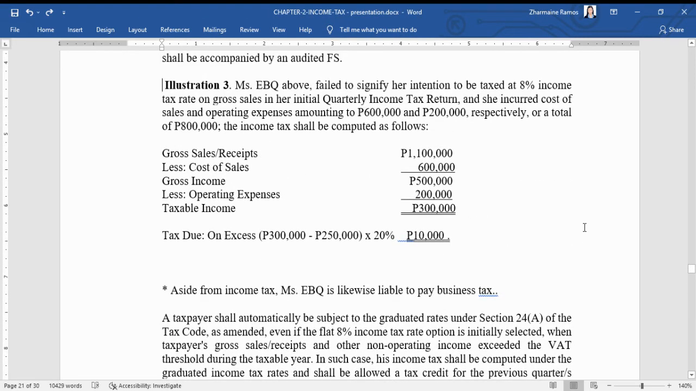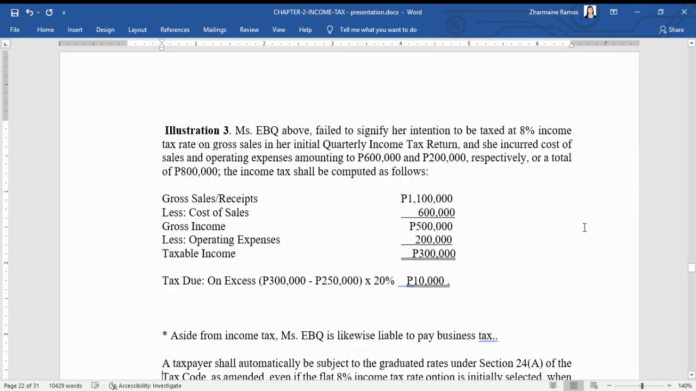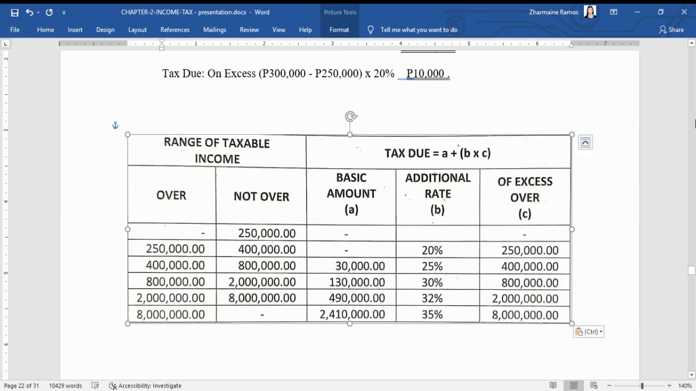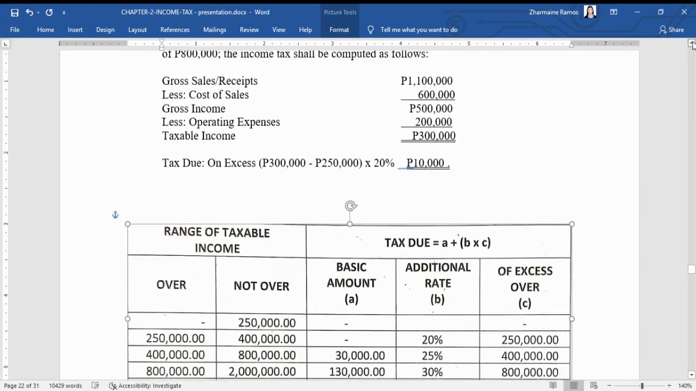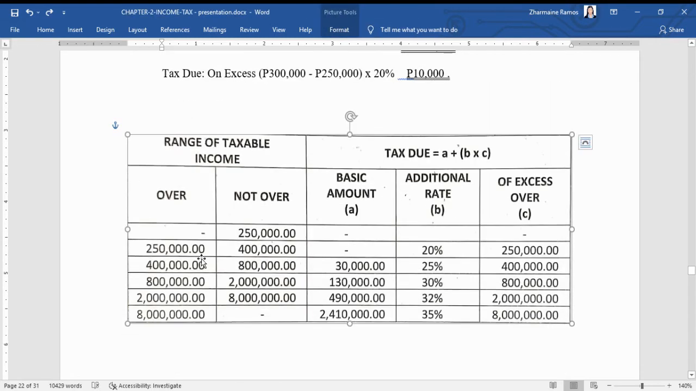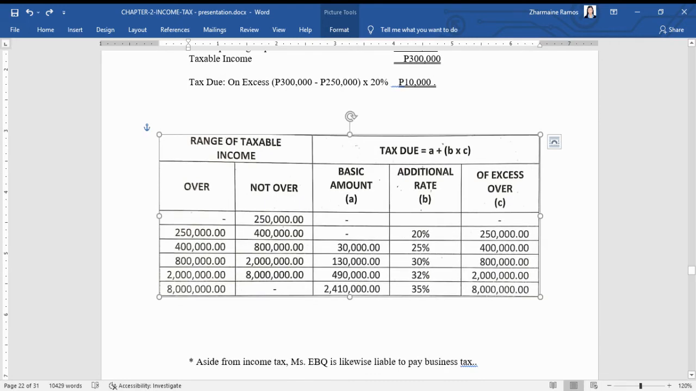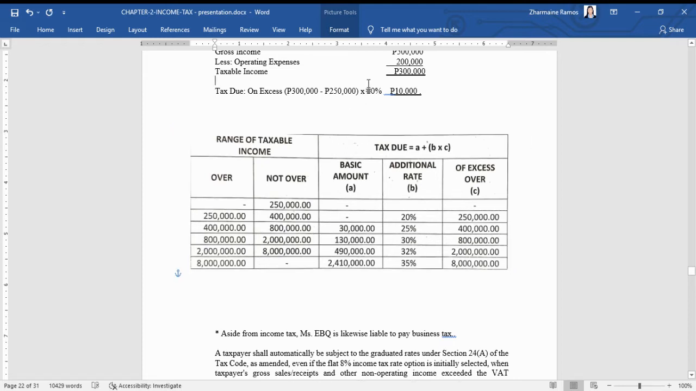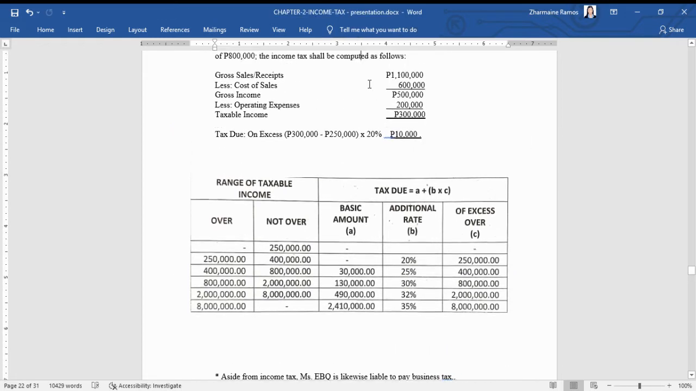Dito, sa illustration, gamitin natin yung table na ginagamit pag nagko-compute ng tax. Dahil hindi niya nasabing mag-a-avail siya ng 8%, automatic na ang na-avail niya ay graduated rates. Kapag magko-compute ka, kailangan mo tong table na to.